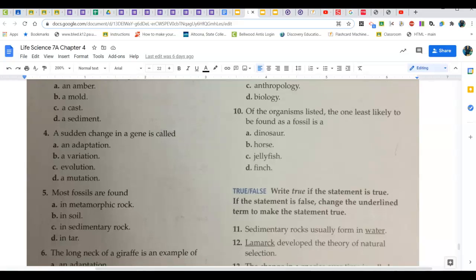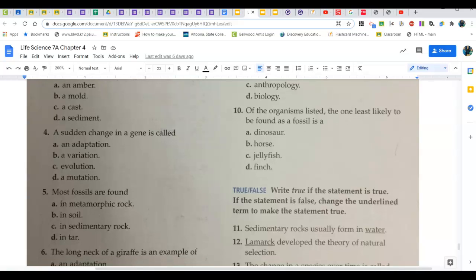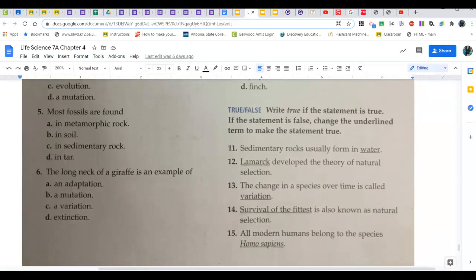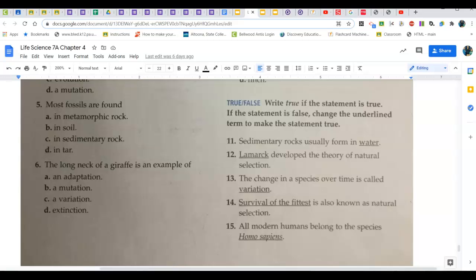Of the organisms listed, the one that is least likely to be found as a fossil is C, a jellyfish. The other ones have hard body parts from bones. Jellyfish are very soft and they decay very, very quickly, so they would be very hard to find as a fossil. Write true if the statement is true and false if it is false, but you have to fix the underlined word. Number 11, sedimentary rocks usually form in water.